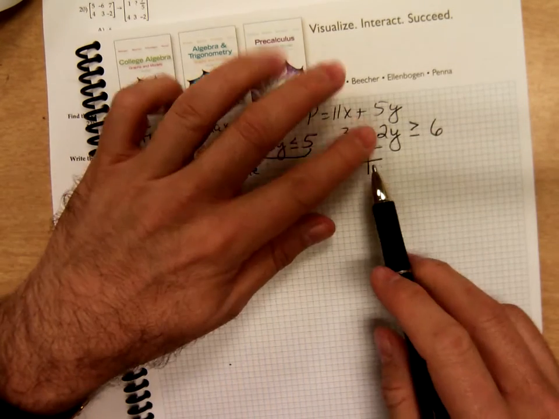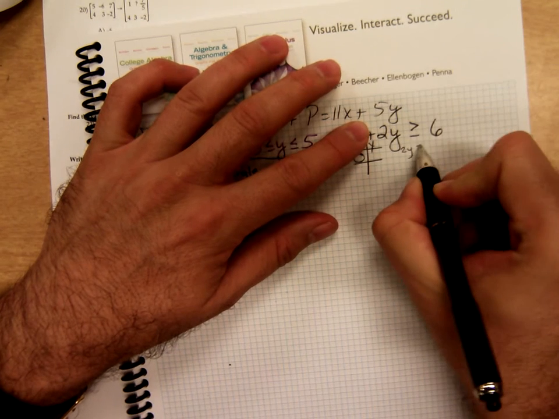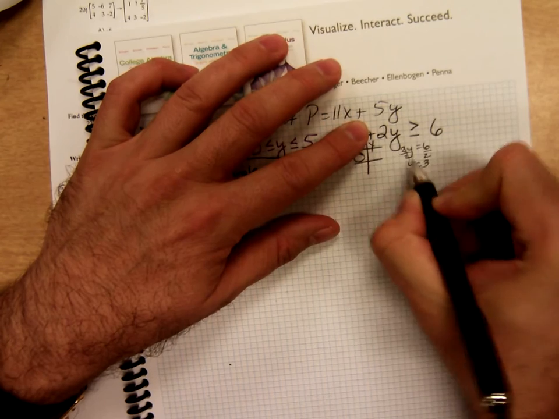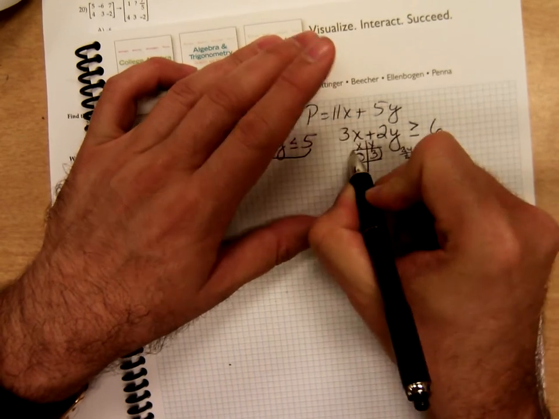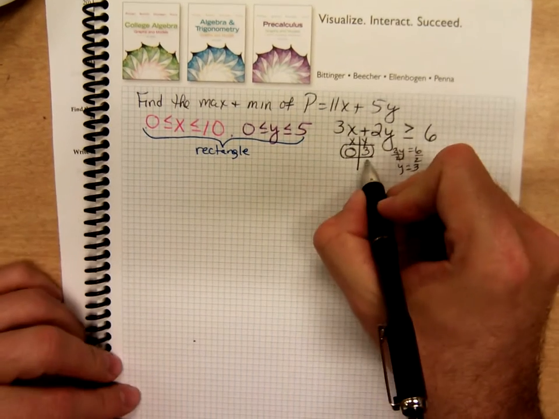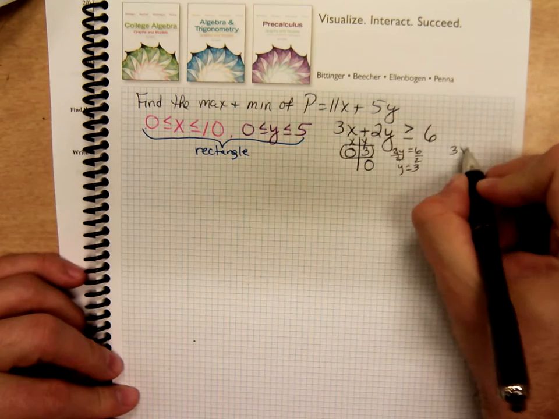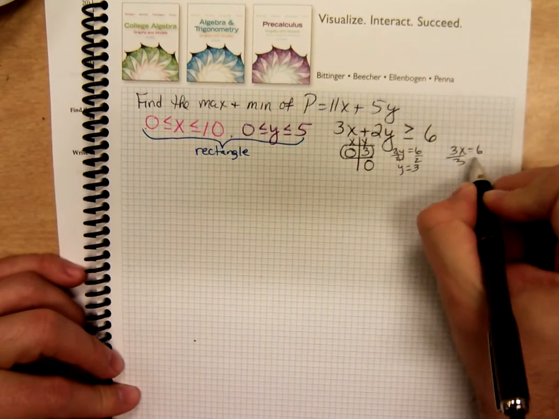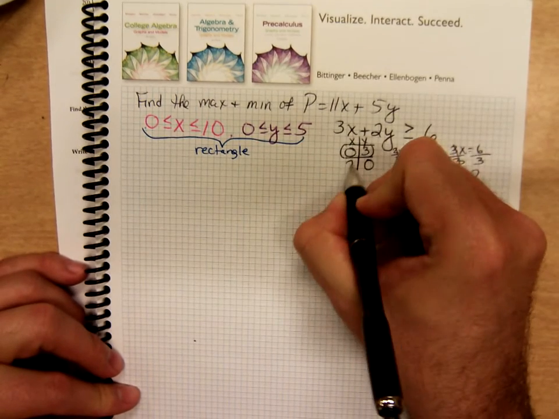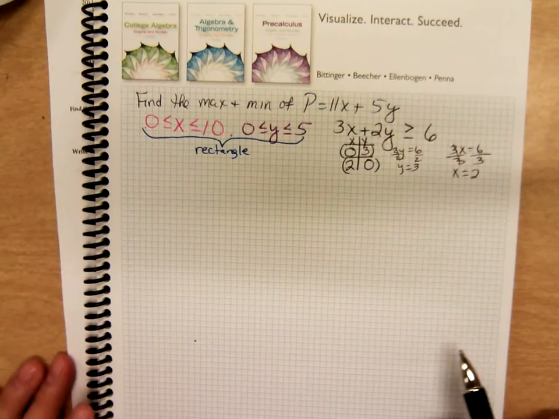Plug a 0 in for x, solve for y, we'd have 2y equals 6, so divide by 2 to get y equals 3. There's 1 point. Then plug a 0 in for y. So you'd have 3x equals 6. Divide by 3 to get x equals 2. You can probably do that in your head. 3 times what is 6? 2 times what is 6?